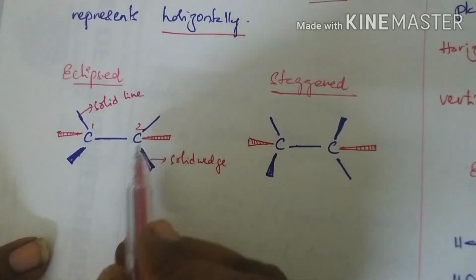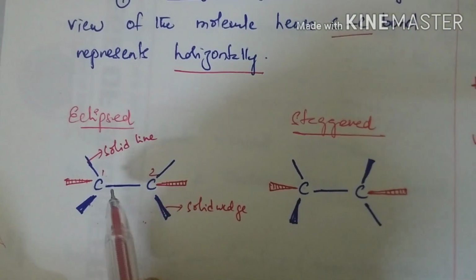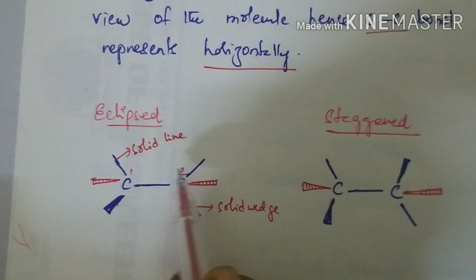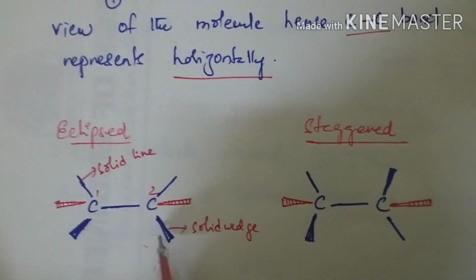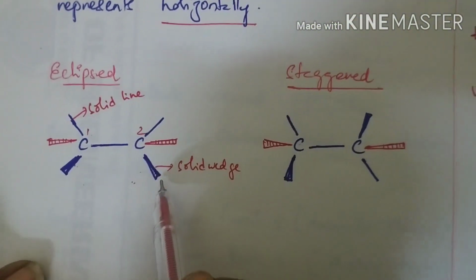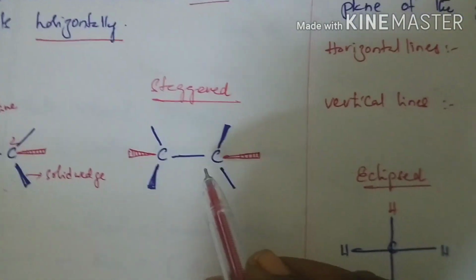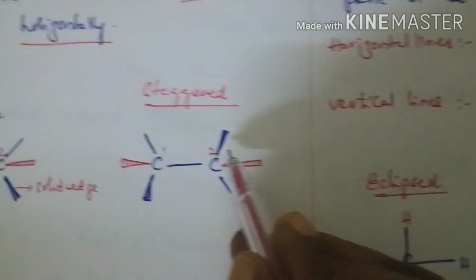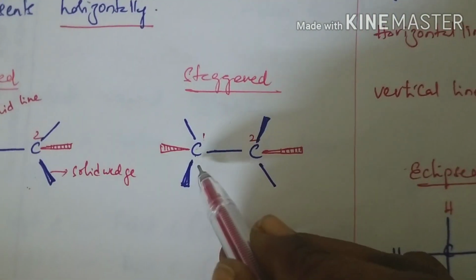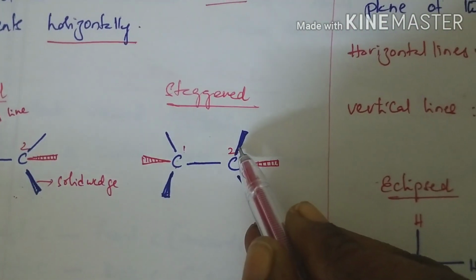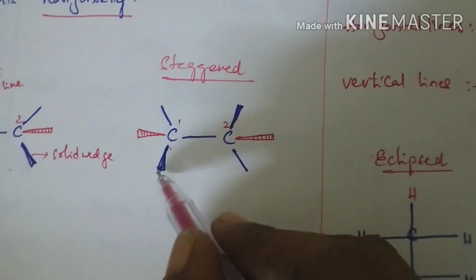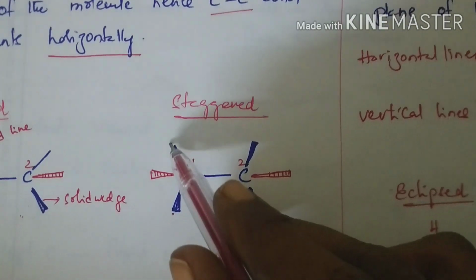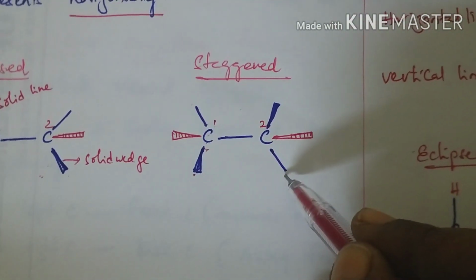In the eclipsed model, the second carbon alignment is exactly the same as the first carbon alignment, that is, here the 2 solid lines are arranged in the upward direction and 2 solid wedges are arranged in the downward direction. Now coming to the staggered model. In the staggered model, the second carbon alignment is exactly opposite to the first carbon. Here the solid wedge is arranged in the upward direction, and in the first carbon in the downward direction. Similarly, the solid line is upward here and downward there.